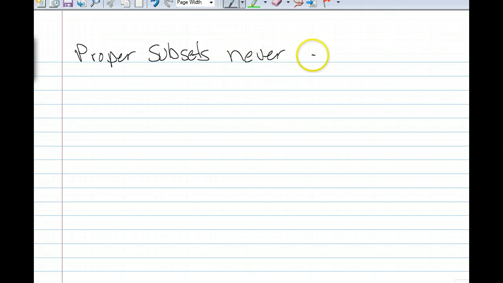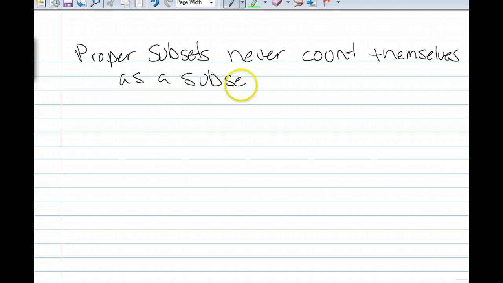Okay, here's the one thing though. If it's a proper subset, the number of subsets is different. It never counts itself as a subset. Okay? So proper subsets never count themselves as a subset. So in other words, the formula for that would be 2 to the n minus 1. And I'm going to give you an example why that is.